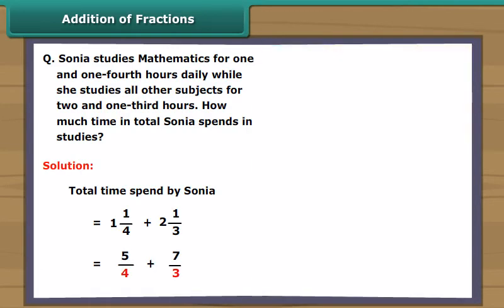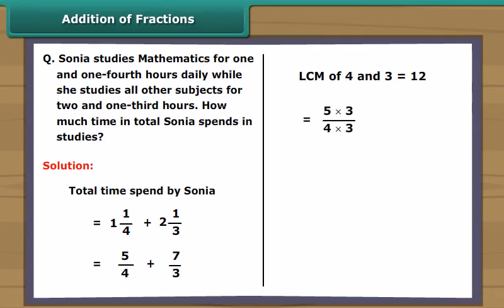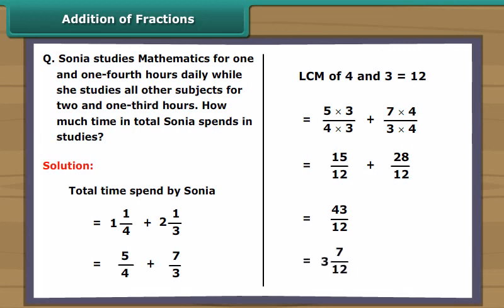Since the denominator is not same, we will take LCM of it. The LCM of 4 and 3 is 12. Therefore, 5 into 3 upon 4 into 3 plus 7 into 4 upon 3 into 4 gives 15 upon 12 plus 28 upon 12. This gives 43 upon 12. On simplifying this fraction, we get 3 7/12.